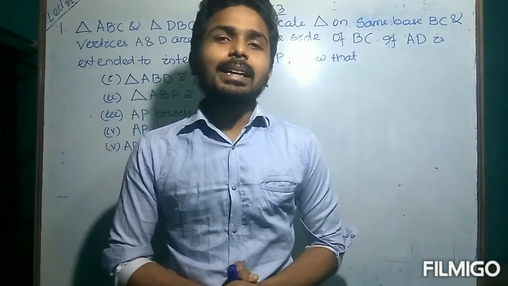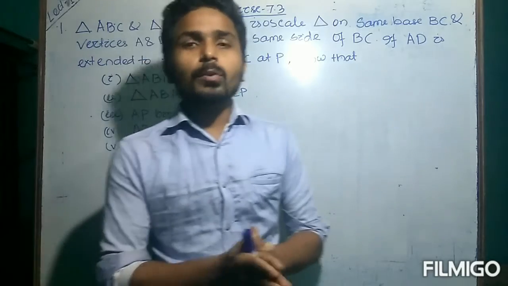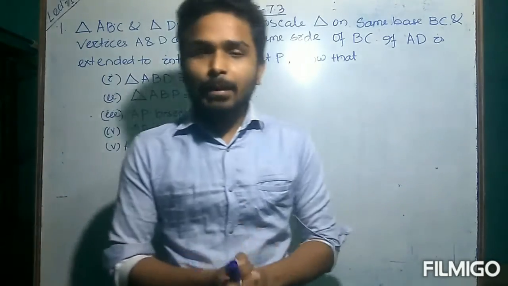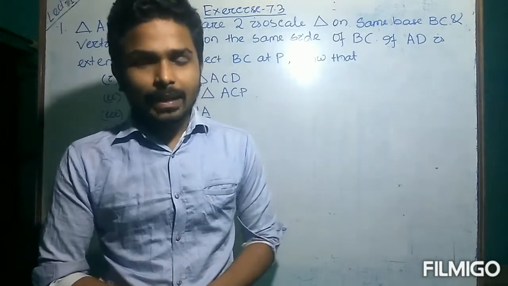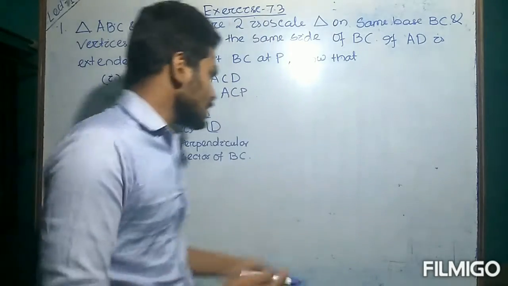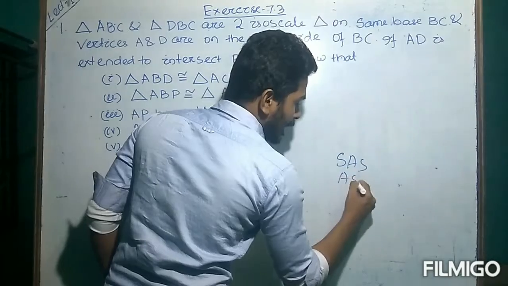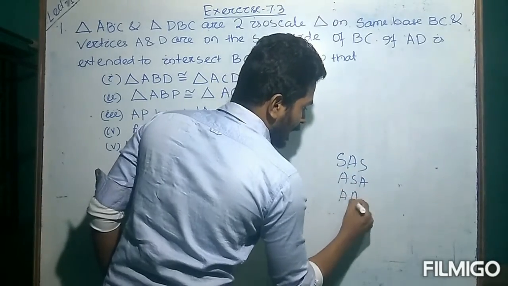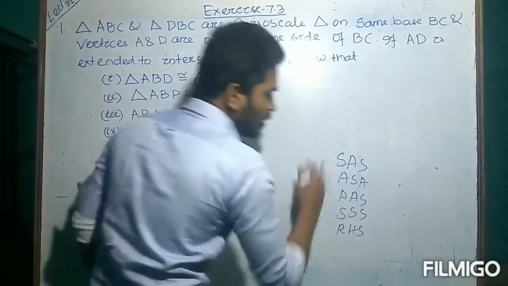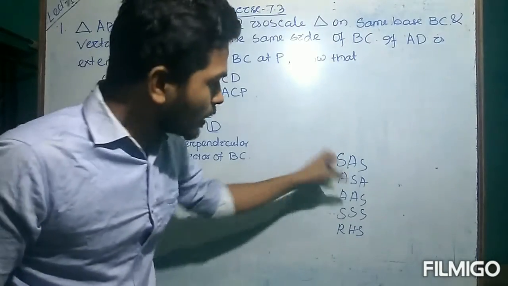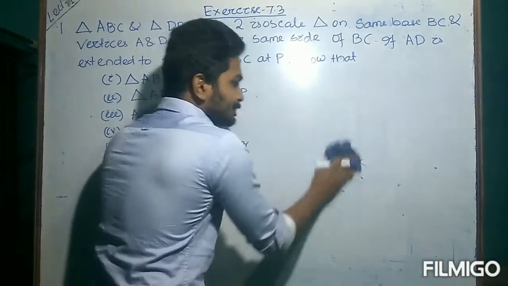Welcome back to lecture number 18 of chapter 7. In this lecture, we are going to solve some questions from exercise 7.3, which are based on the congruency of triangles that we have studied, such as SAS, ASA, AAS, SSS and RHS. So all the questions are based on such congruency. Let us start with our first question.